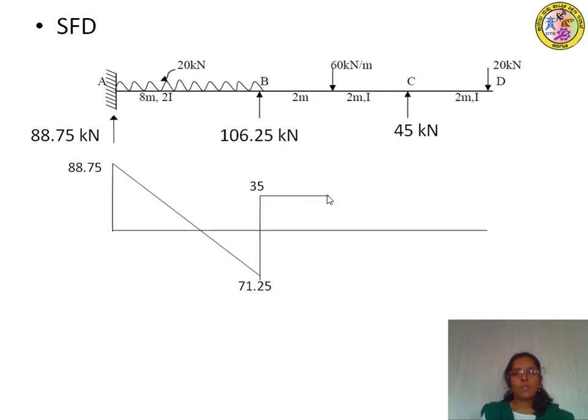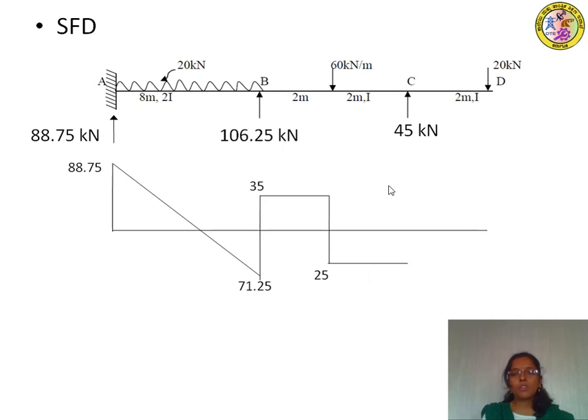Next, shear force to the right of E, we have a downward force of 60 kilonewton. So plus 35 minus 60 will be equal to minus 25. Now that is the shear force to the right of E. Next, shear force to the left of C. Okay, since there is no loading in between right of E to left of C, the shear force variation will be constant. Next, shear force to the right of C, we have an upward force of 45 kilonewton.